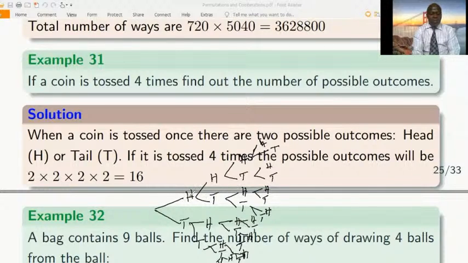Now, these are possibilities. You have head, head, head, head, a possibility of 4 heads. The other possibility is 3 heads and a tail. The other possibility, so I've used this route, then I've used this route. You can also have this route, head, head, tail, head. Or this route, head, head, tail, tail. And so on. Those are the possibilities: the first, the second, the 3rd, the 4th, 5th, 6th, 7th, and so on up to the 16th possibility.